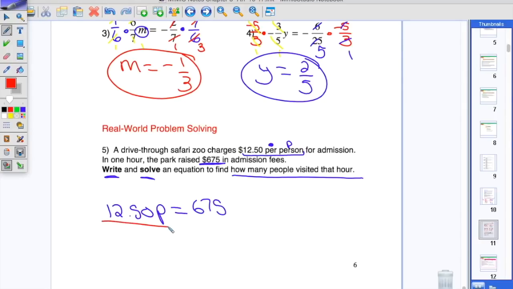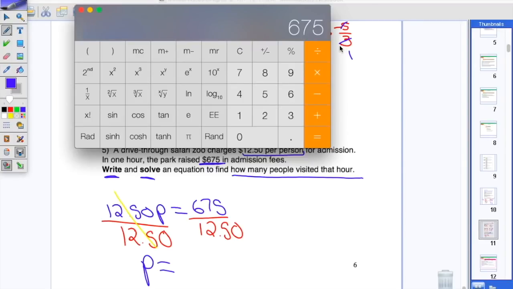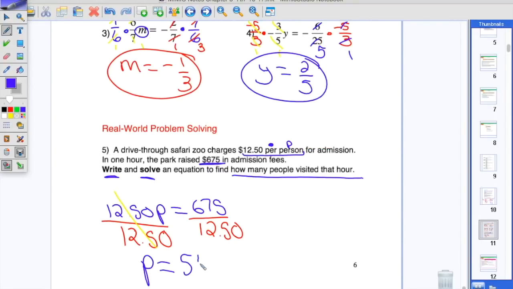Divide both sides by $12.50. On the left-hand side, everything cancels out, and you're left with P equals, which P represents the people, 675 divided by 12.5 gives us 54. So that means 54 people entered the zoo in that hour.